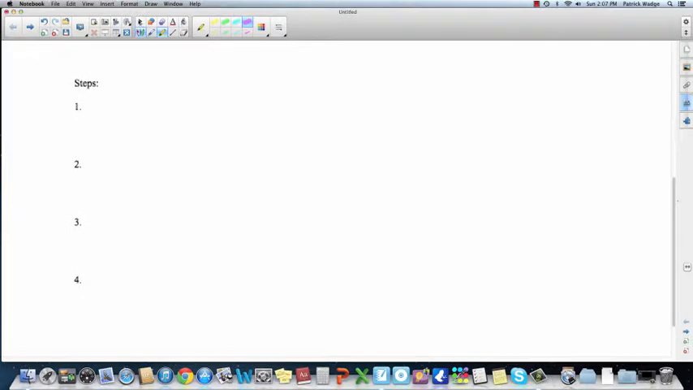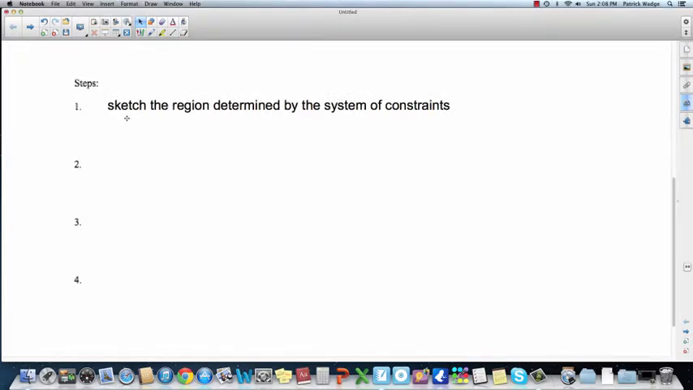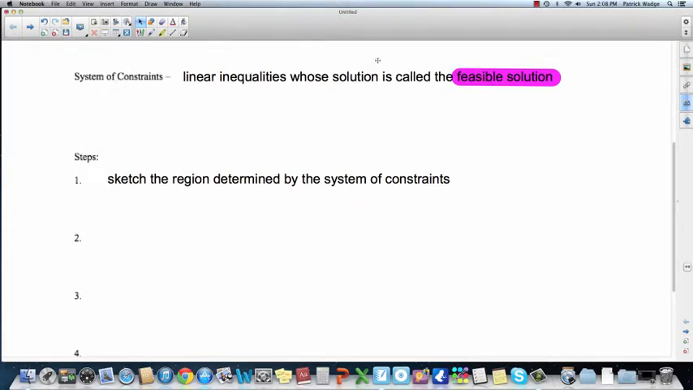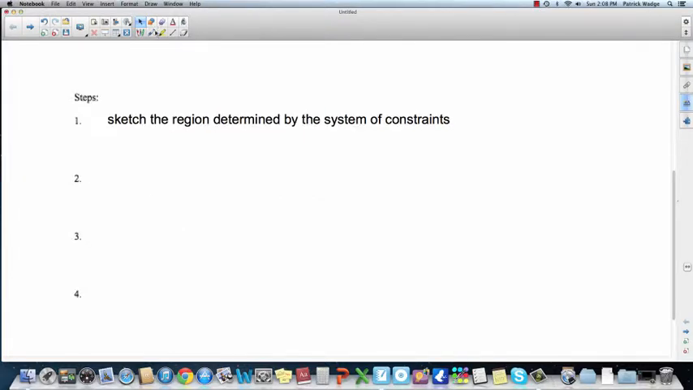Now the steps to solve these. This is also going to seem a bit obscure till we get to an example. Step 1, you're going to sketch the region determined by the system of constraints. So these constraints we talked about here, you're going to graph the system. It's a system of linear inequalities just like we did last day. So this is my graph, and you're going to end up graphing a system of constraints. And maybe it's going to be something like this.